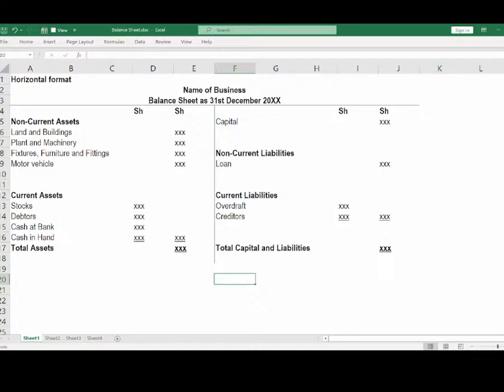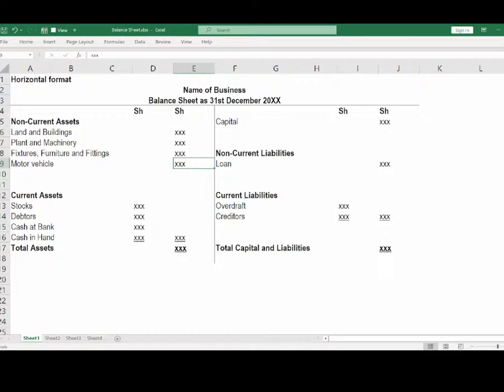So let's start with the horizontal format. We are going to look at the non-current assets. Here we have land and buildings, plant and machinery. You can also talk about fixtures, furniture and fittings, and the motor vehicle. As you can see, there is an order. Non-current assets are listed in order of permanence. So from land and buildings to motor vehicles. So this is the order of permanence.